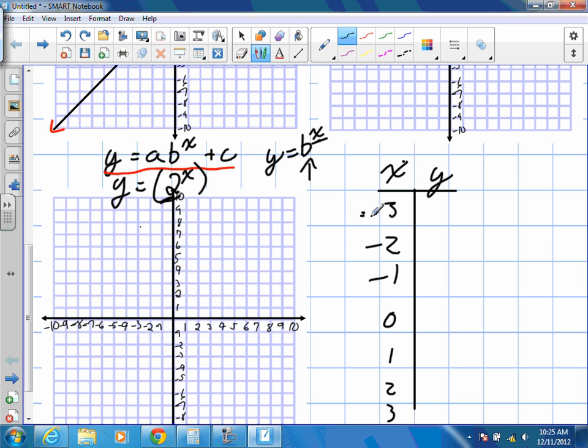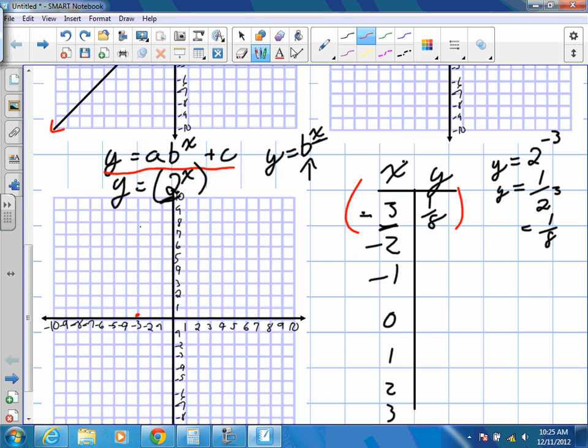In the very first one, when x is -3, y is equal to 2 to the power of -3. Without using a calculator, how can I make that a positive exponent? 1 over 2 cubed, or to the power of 3, which is equal to, that's right, 1 over 8. In other words, an eighth. So that's one of our coordinates: -3 and an eighth. Very, very close to the x-axis.